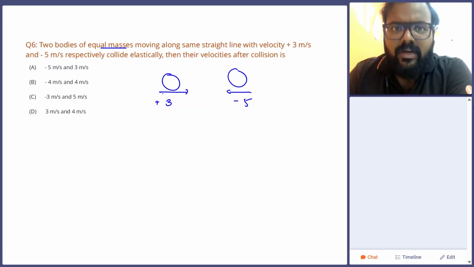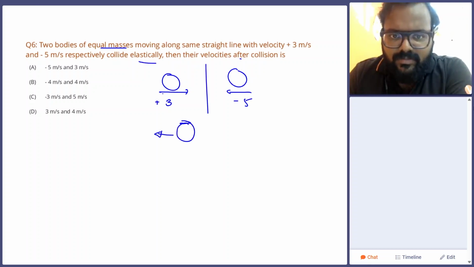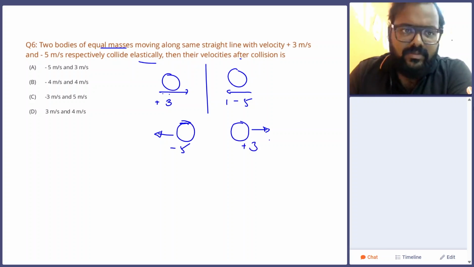Okay, two bodies of equal masses moving along the same horizontal line with speeds plus 3 and minus 5 respectively collide elastically, and then their velocities after the collision will be, this is obvious. If both of them have the same mass, they would actually exchange their velocities. So this will be minus 5 and this will be plus 3. So the answer is Q.